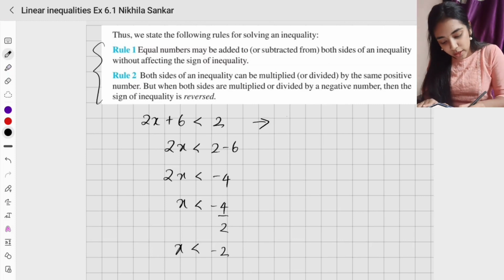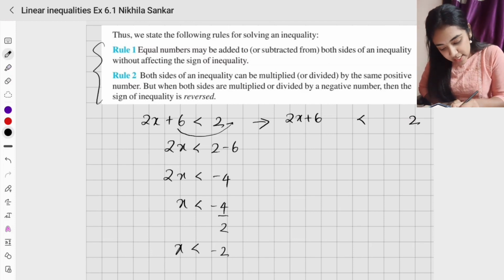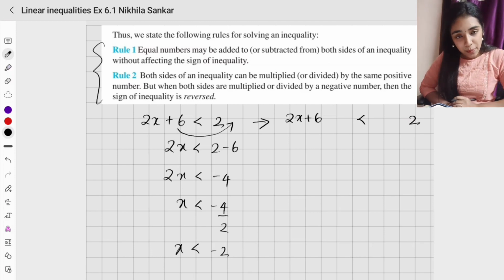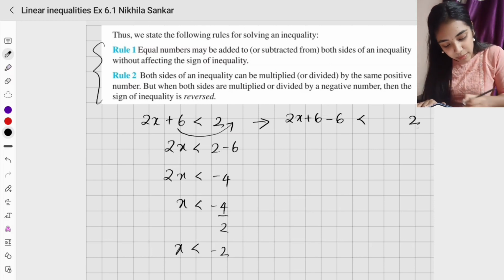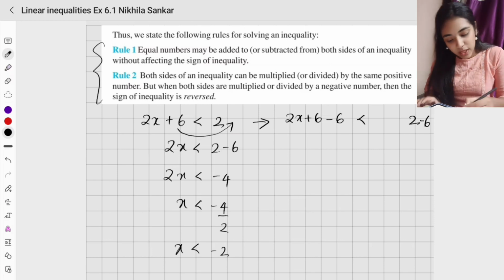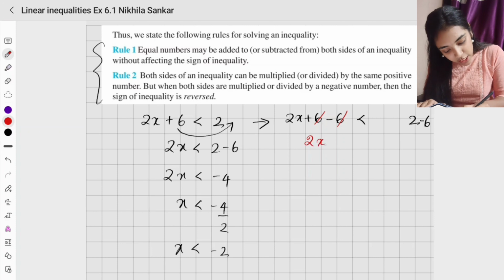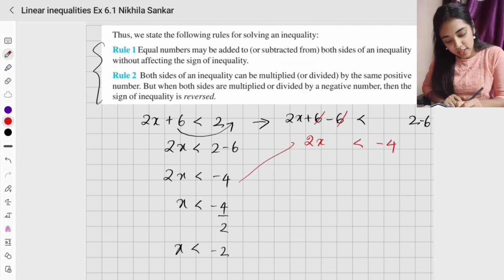So in the first step, I have 2x plus 6 less than 2. I'm trying to bring this 6 to the other side, or in other words, I'm subtracting 6 on both sides. So 6 minus 6 cancels, and I'll be left with 2x less than 2 minus 6, which is minus 4.